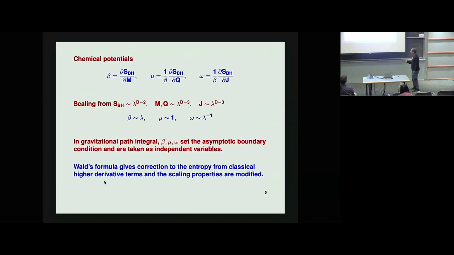Another important fact that you should note for now is that once we go beyond the two-derivative action by adding higher derivative terms, the black hole entropy formula is modified, and there is a generalized formula known as Wald's formula. This gives a correction to the entropy from the classical higher derivative terms, and as a result the scaling properties are modified. So Wald's entropy doesn't scale in the same way as the Bekenstein-Hawking entropy, because it includes the effect of higher derivative terms in the action.